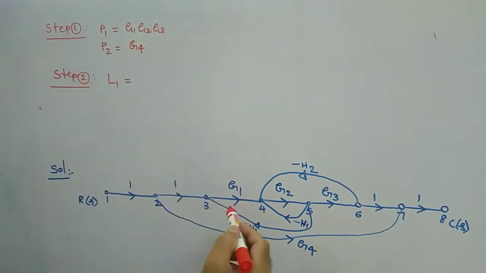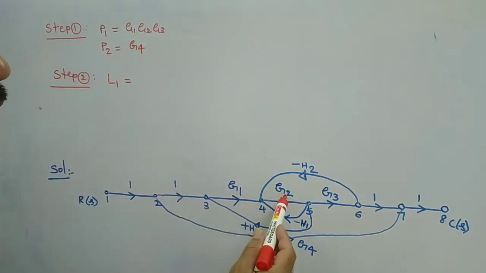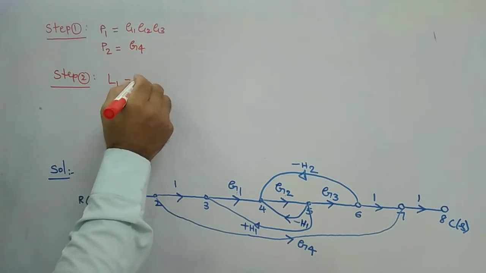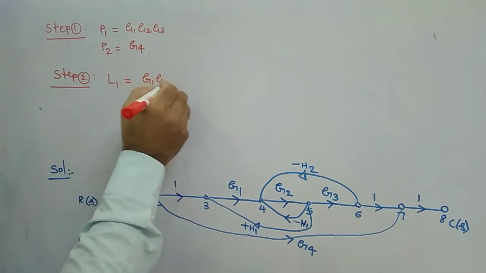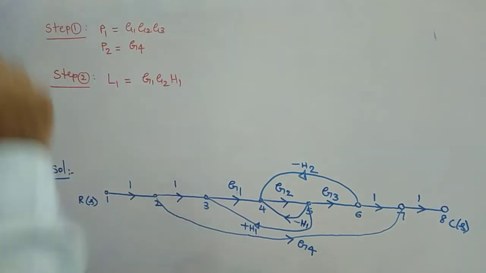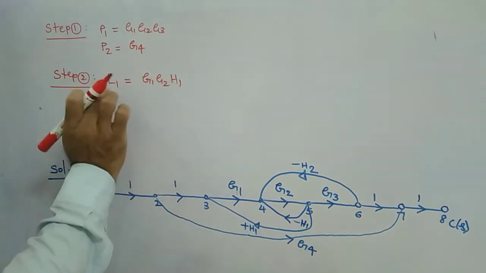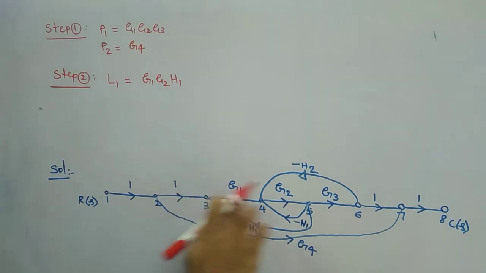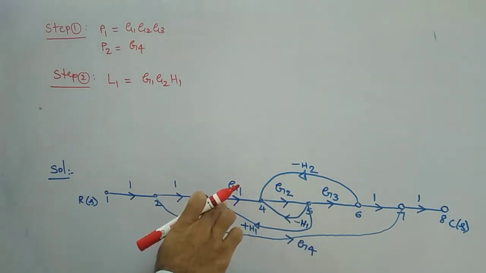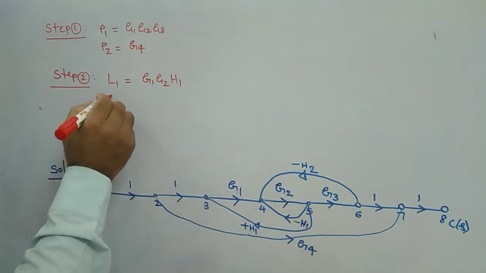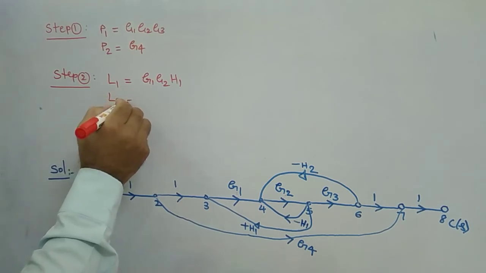What is the gain? G1 into G2 into H1 plus H1. Therefore, G1, G2, H1. That's all. That is the loop gain of the first loop. That is the first individual loop you can consider. Okay, then is there any other loop? Is there any other loop available?